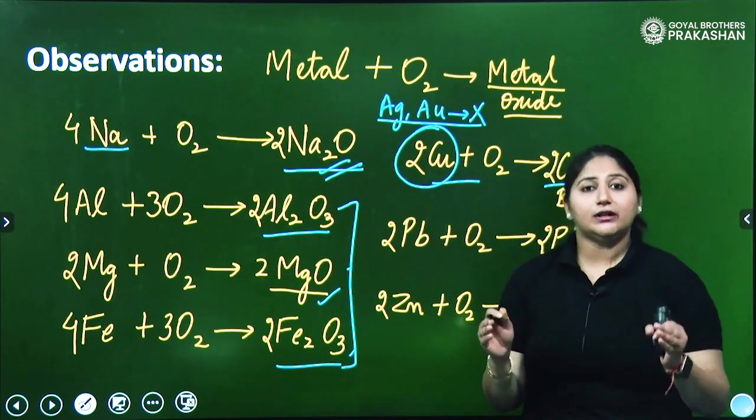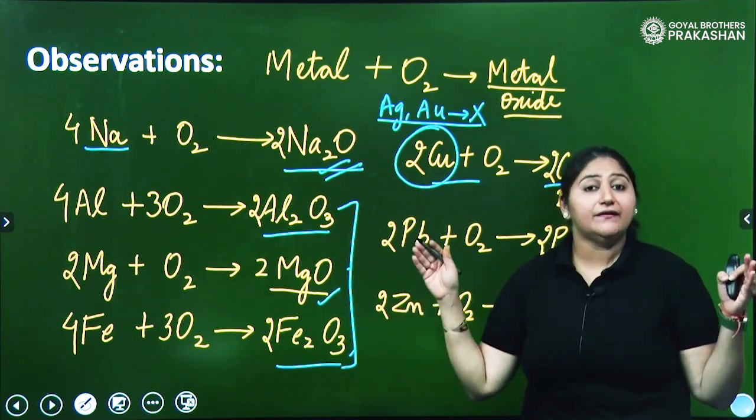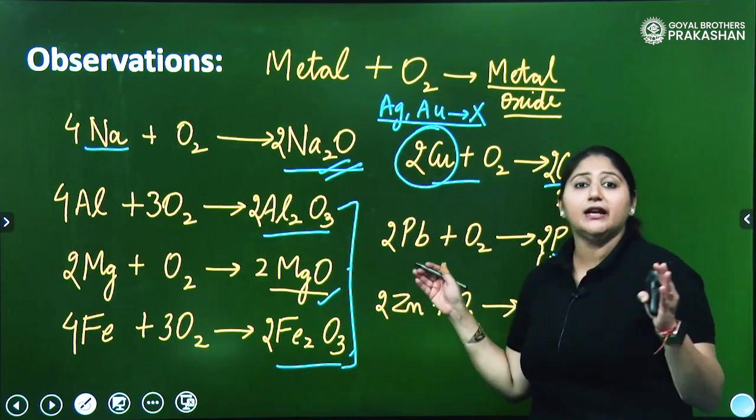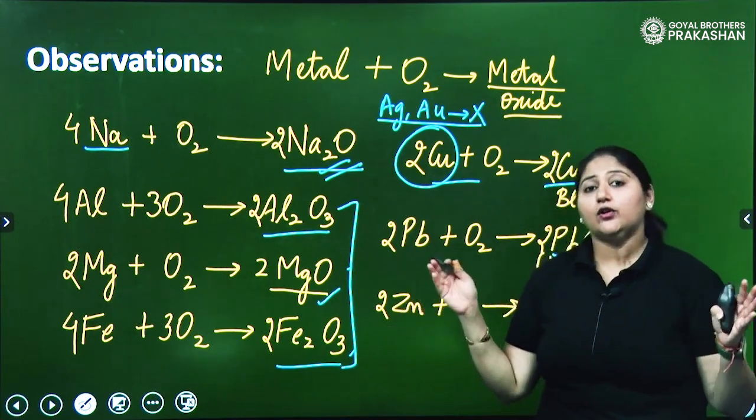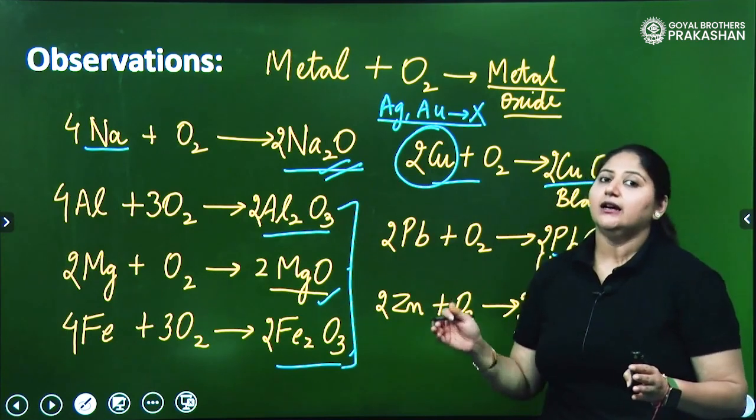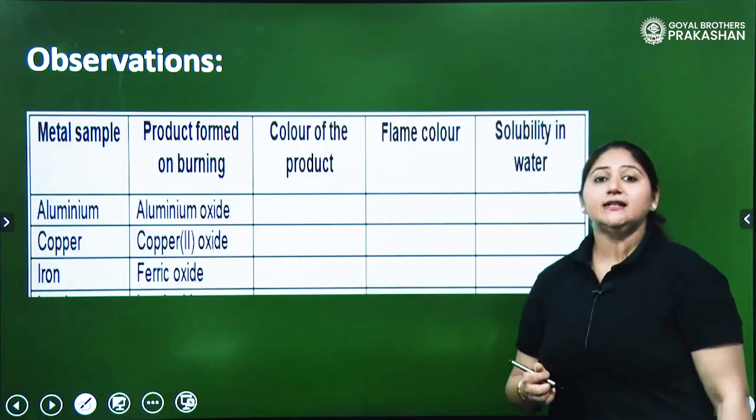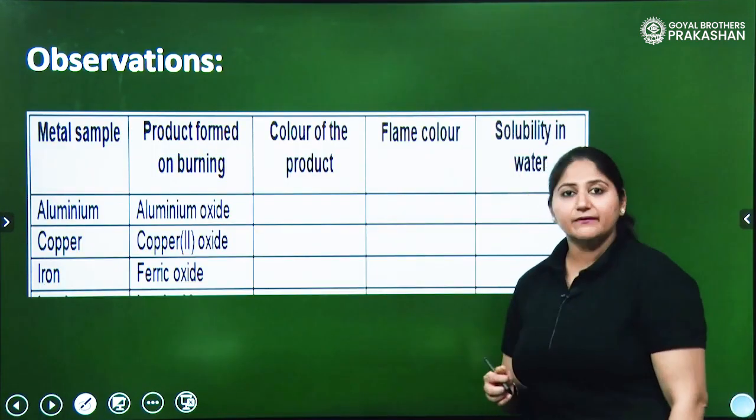Now, let's jot down all the observations that we have discussed or observed in the activity in tabular form. So, now let's discuss what the observations were.